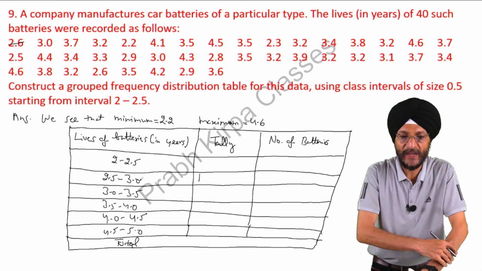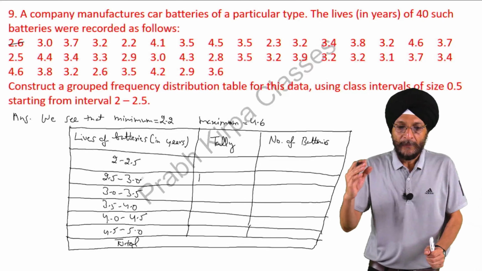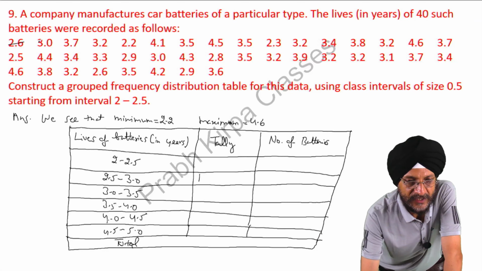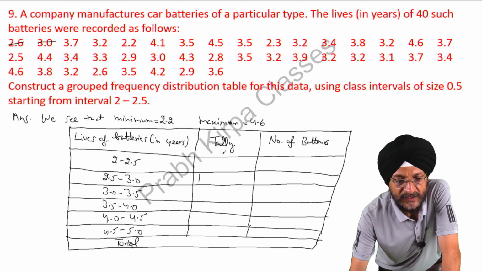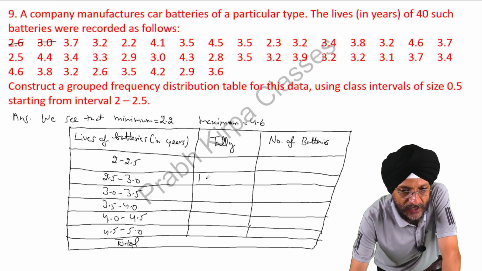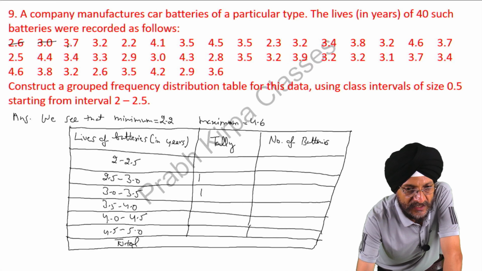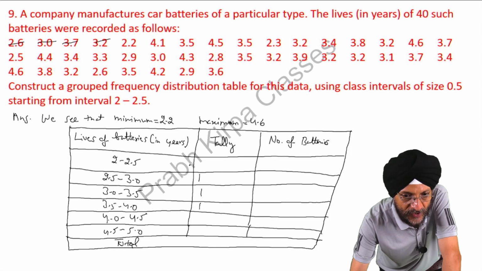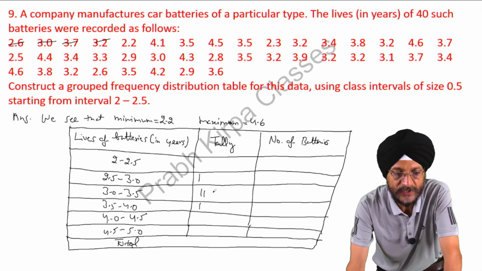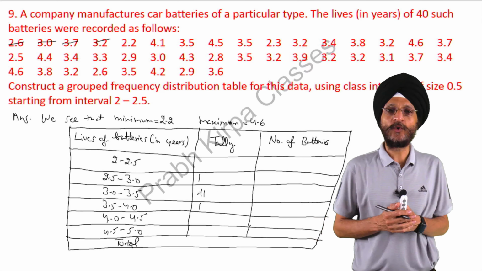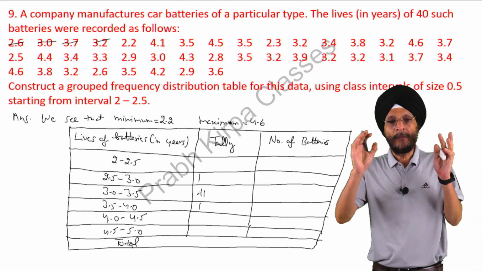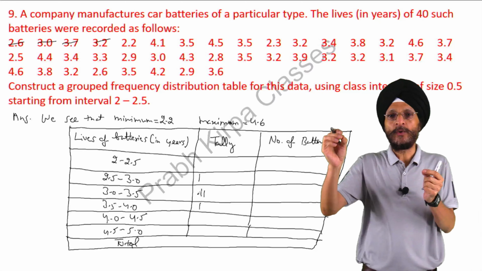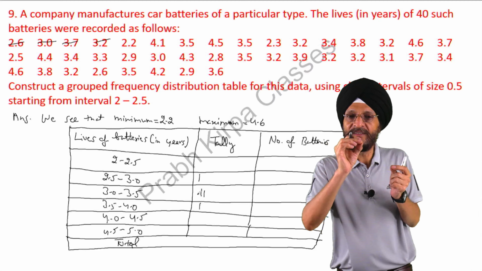So in this way we have to make the entries. So here the next battery is having the life of 3 years, it will be counted here. Next 3.7, it comes here. 3.2. Once the concept is clear to you, there is no problem for you to make the frequency distribution table. That is where you are to put the relevant data.